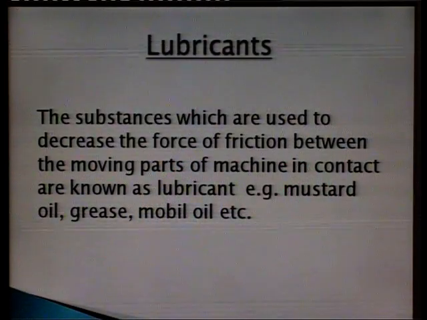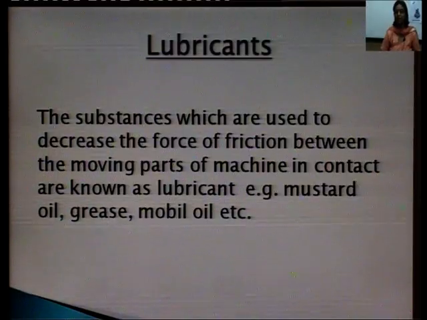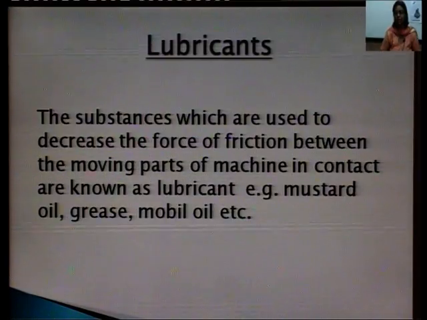The substances which are used to decrease the force of friction between the moving parts of a machine in contact are known as lubricants. Means the substances which decrease the force of friction when the machine is moving, then that substance is called a lubricant. For example, we use mustard oil, grease, mobile oil, etc. to decrease the friction between two moving parts.